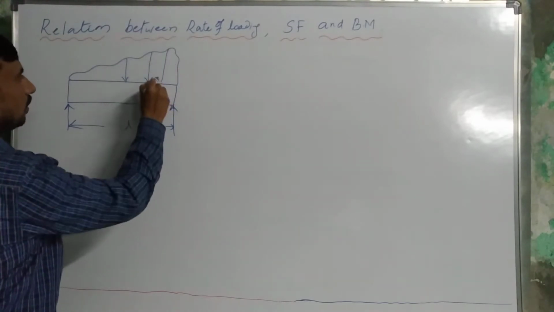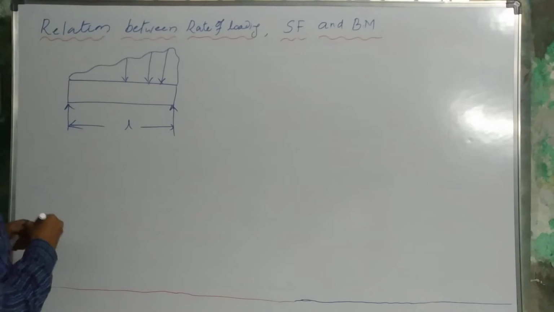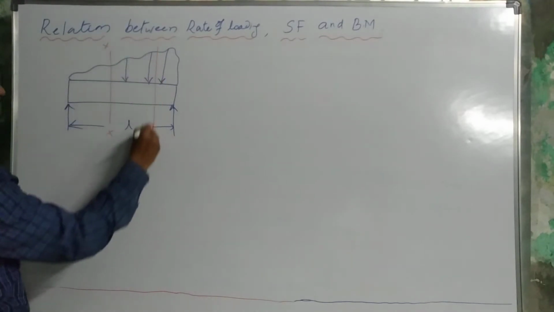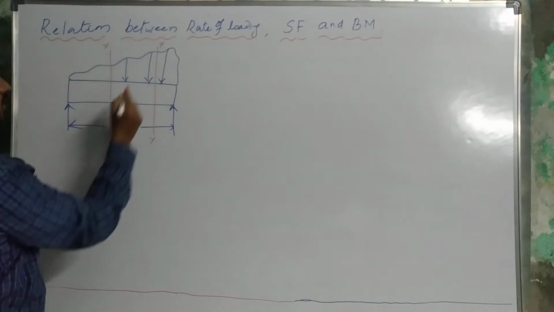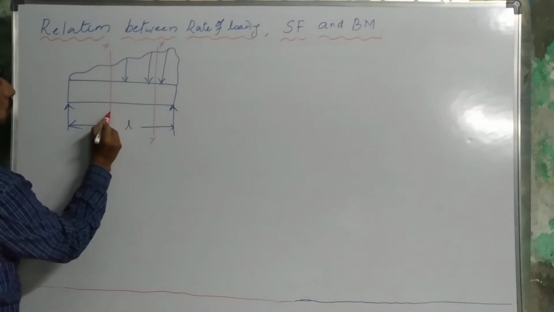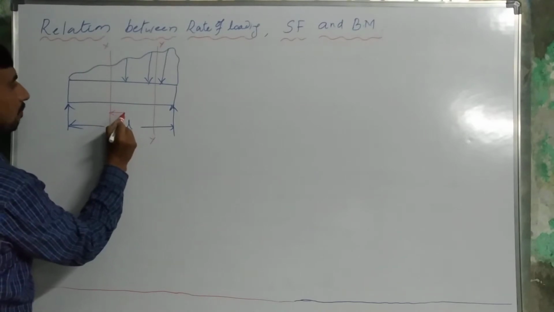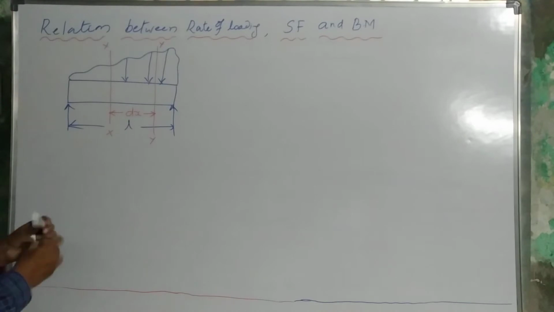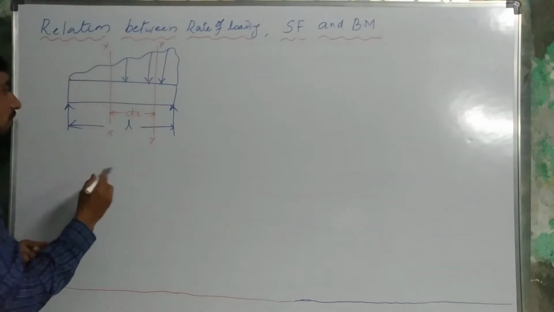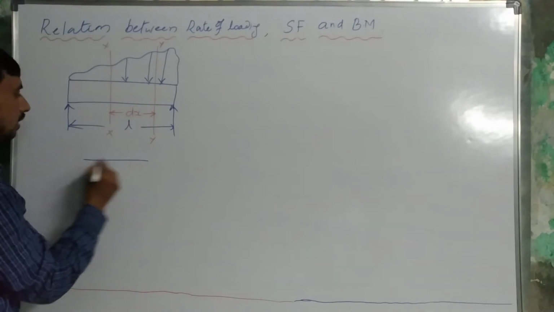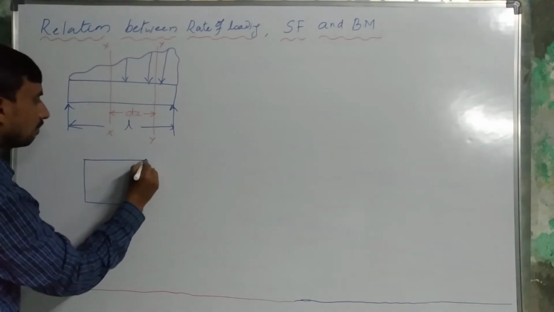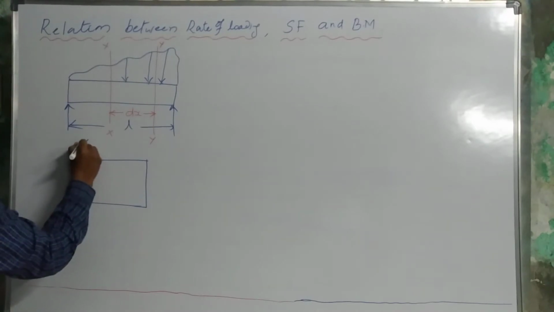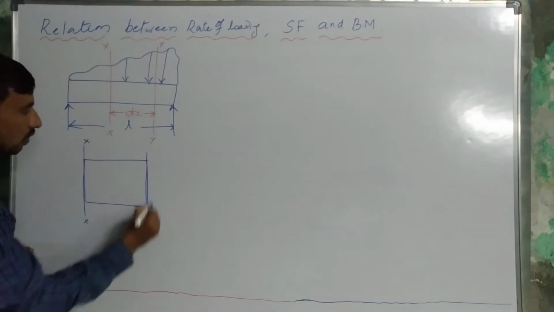Right? So what I will do here, I will take any section XX and section YY over this simply supported beam, and these two sections are some distance apart. That distance I will consider as dx. Now we will take this elemental portion of a beam separately here. Say this is section XX and this is section YY.